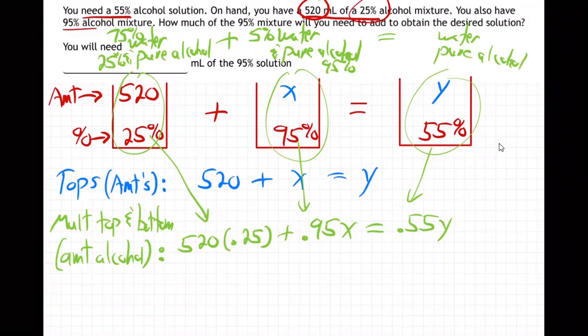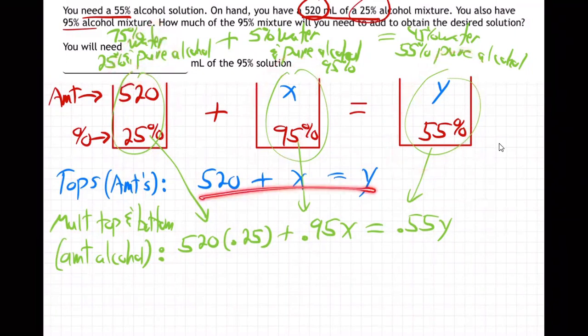Alcohol. It says it's 55% pure alcohol. That makes it 45% water. But anyway, anytime you combine these beakers, coming out of this beaker is going to be water and pure alcohol. Out of this one, water and pure alcohol. Out of this one, water and pure alcohol.